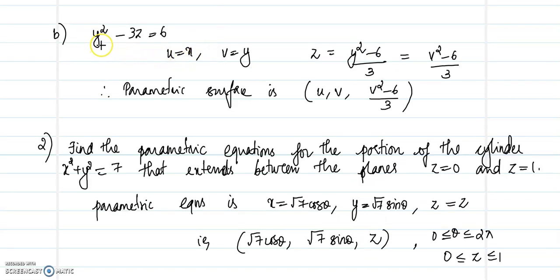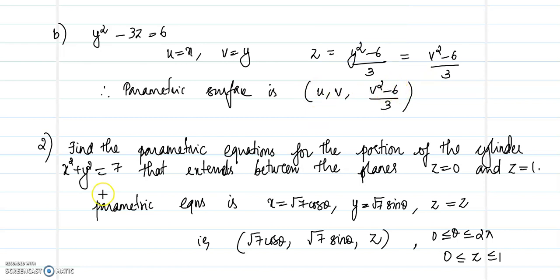And the next problem is when you have the surface y square minus 3z equal to 6. Now again x is equal to u, y will be v, and z will be equal to (y square minus 6) by 3. So upon replacing y by v, we get (v square minus 6) by 3. So therefore the parametric representation will be u, v, (v square minus 6) by 3.